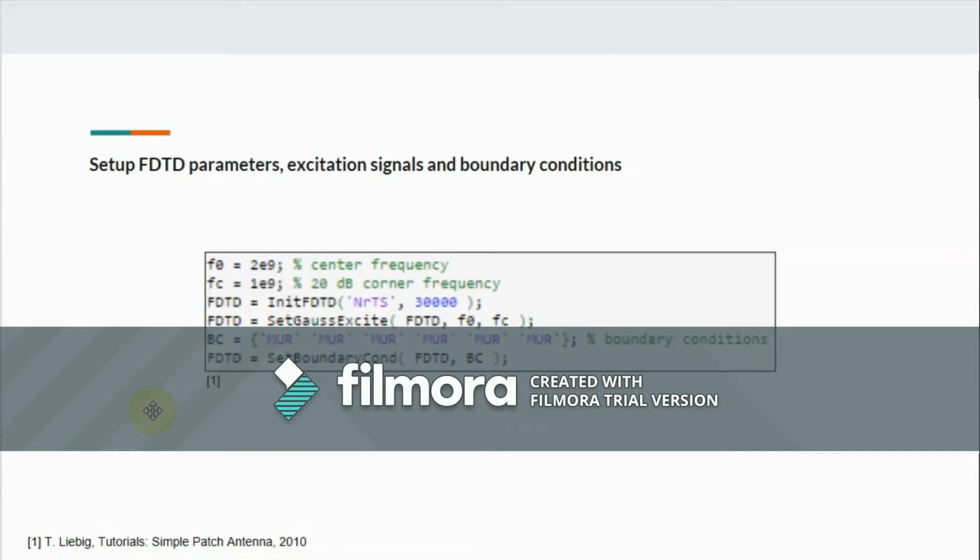Now we will be using FDTD, which will be an approximation of Maxwell's equations. OpenEMS has a built-in FDTD function allowing us to enter the parameters, excitation signals, and boundary conditions to solve Maxwell's equations. In this specific example, we use a Gaussian type excitation where we enter the center frequency and cutoff frequency as these parameters, as well as the boundary conditions of the x, the y, and the z axes.